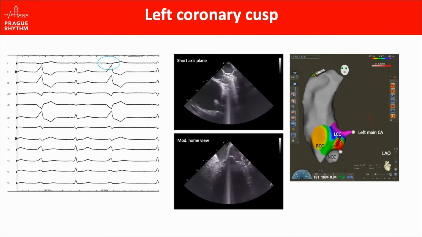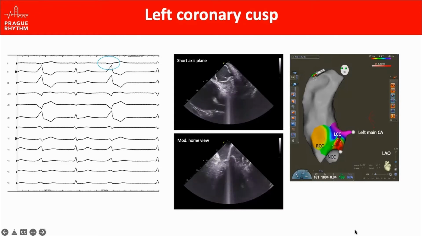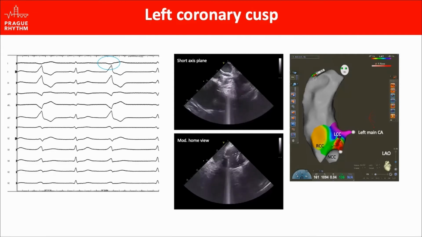And the ICE is also very useful for monitoring the catheter position and stability. On this modified home view, you see the sliding of the catheter that may prevent good lesion formation. So instead of increasing watts, we should first optimize the catheter stability. In this region, we usually use in all cases an irrigated tip catheter, 25 up to 30 watts, and a duration of 30 to 60 seconds for each application.